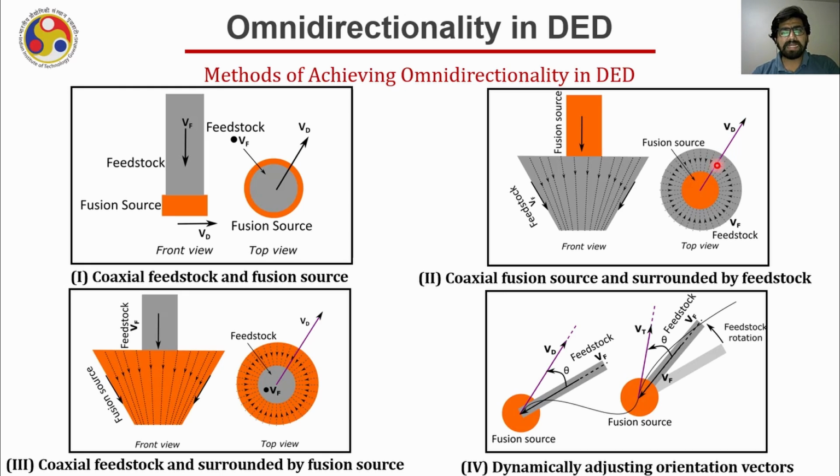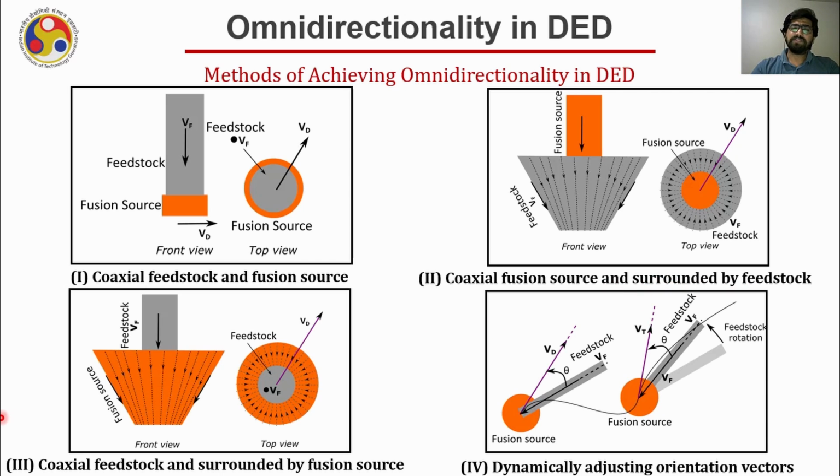Now you assume any direction. Assume that now instead of moving in the given direction, we are moving in this particular direction. In that case also, the angle between VF, VS and VD will remain consistent because the conical shape will be symmetrical all around the center of the axis, and that is why the process will become omnidirectional. This method, like I already mentioned, is called coaxial fusion source surrounded by feedstock.